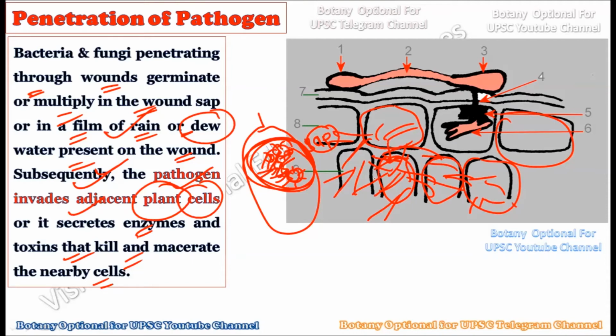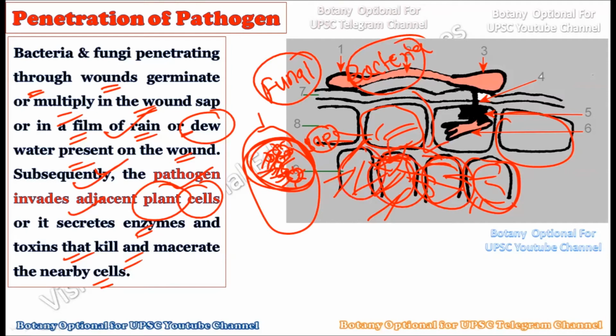Once within the plant body, these fungi can produce many kinds of toxins. Bacteria are also able to produce many kinds of chemicals. These chemicals and toxins can kill the nearby cells, and once they kill the nearby cells, they can feed upon those cells as well. So basically, the wound is there.